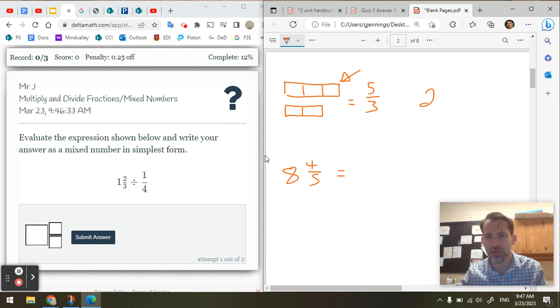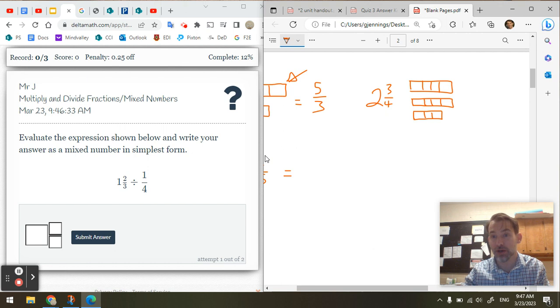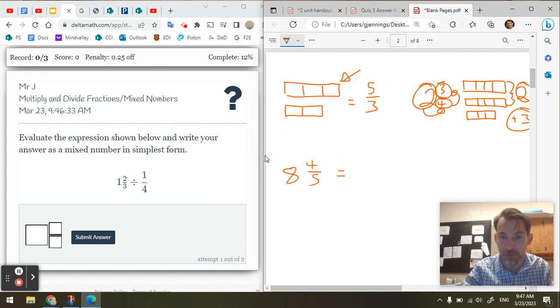So let's look at a slightly more complex example. 2 3/4. Here's 1, here's 2, divided into quarters, and 3/4. So I see a multiplication method I could use here. This is 2 times 4. That gets these ones. And then plus 3. You do the number of wholes multiplied by the denominator, and then add the numerator. So it's this times this plus that.